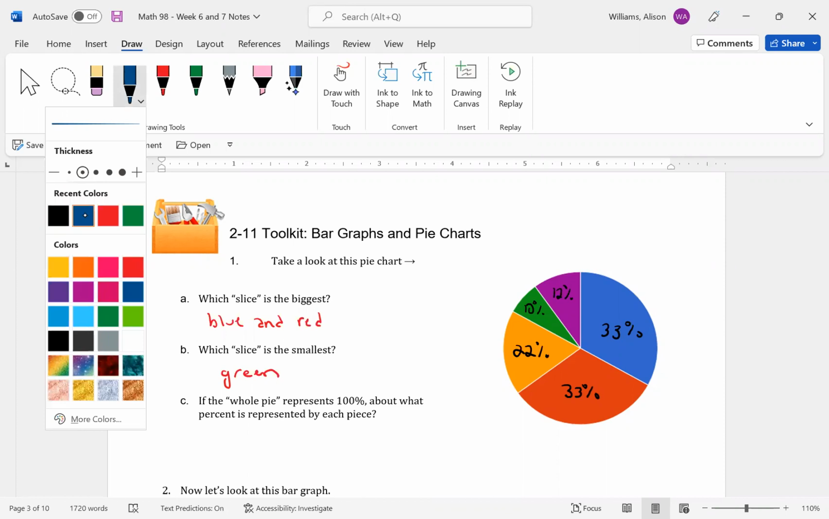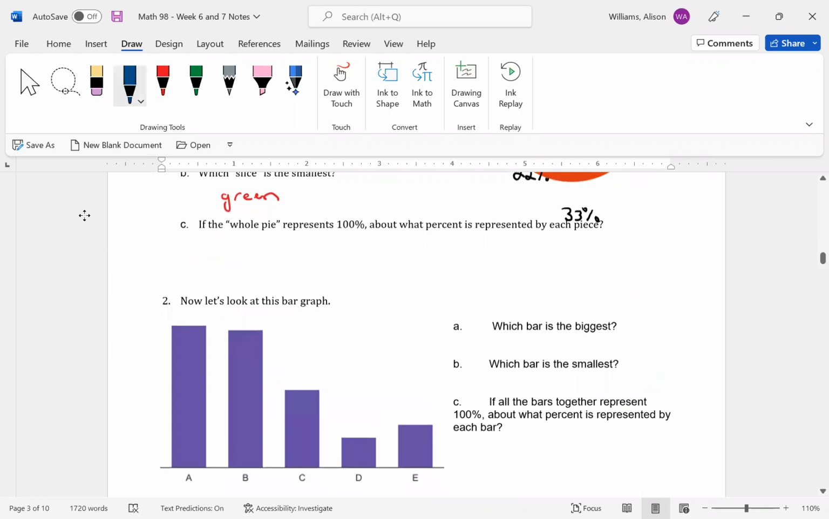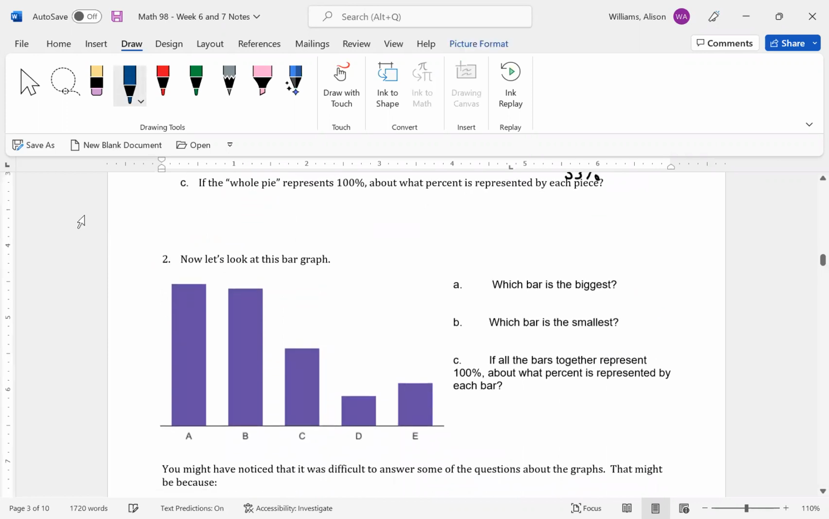Okay. So now let's take a look at a bar graph instead. In this case, we definitely have a clear cut bigger one. Barely, but it's definitely bigger, and that would be the bar represented by A, just a tiny bit bigger than B. And then the smallest one would be D. They're going to ask the same question. If they represent 100%, how could we break this up?